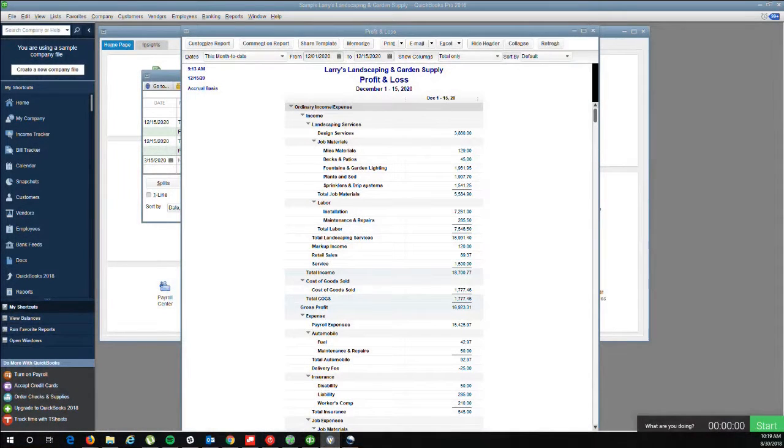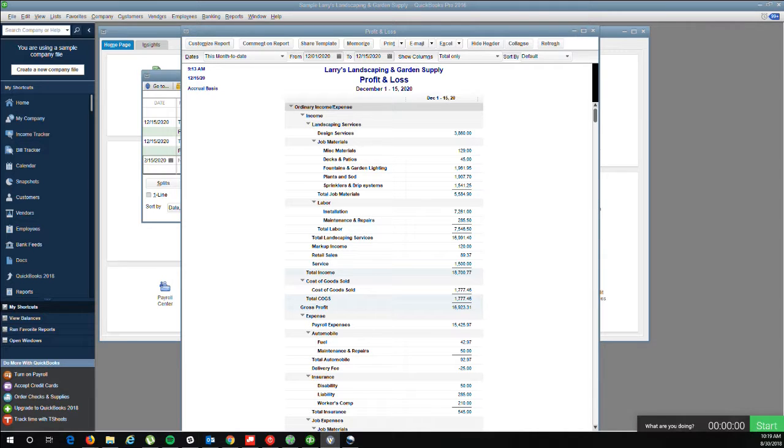This is a sample company. It's not my company. It's not any of my clients' reports. You can't print the dashboard off and take that to your loan officer for an SBA loan, for example. You do have to have financial statements, and it's always a good idea to understand what your profit and loss is representing for your business. So that was why I wanted to do this video.